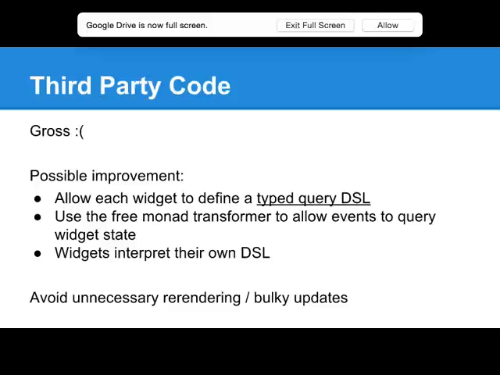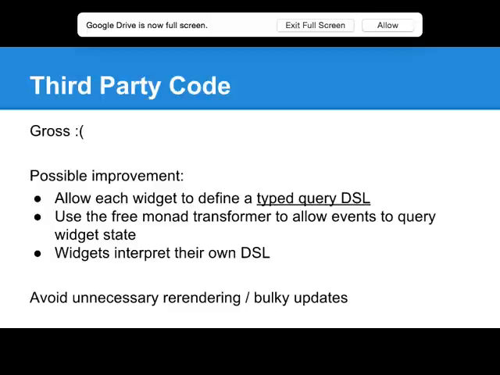One idea was to allow widgets and components to define their own type of query DSL. So in the case of the ACE editor, you might want a query language that said things like "clear the buffer", which has a return type of unit, and "give me the current value of the buffer", which would have a return type of string. Then instead of using the Aff monad, we use the free monad transformer to embed this query language inside the computations that produce events.